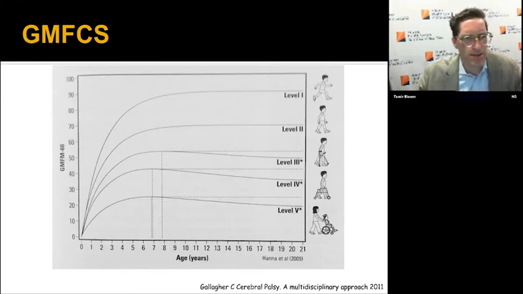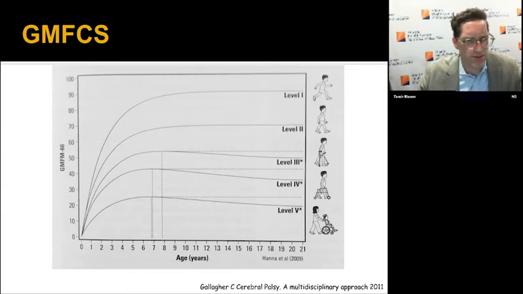If we look at motor function using different assessment tools and the GMFCS levels, and we plot them out versus time, what we notice is that the GMFCS level peaks at about 6 to 7 years of age, and that the level 3s and higher, most of them will decompensate within their GMFCS level as they go through their second decade of life and into adulthood.